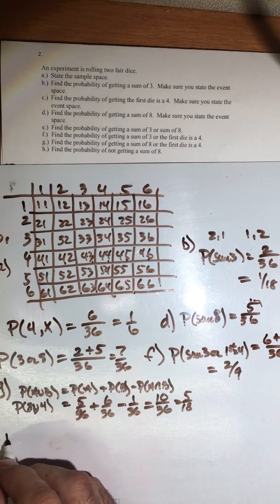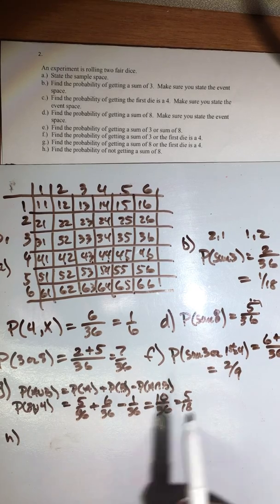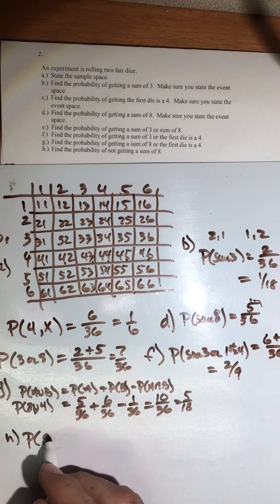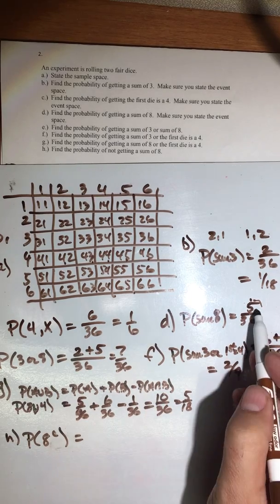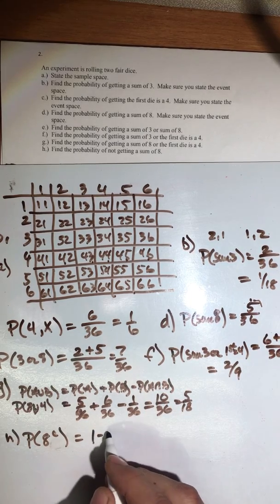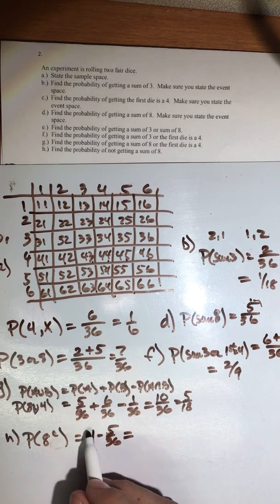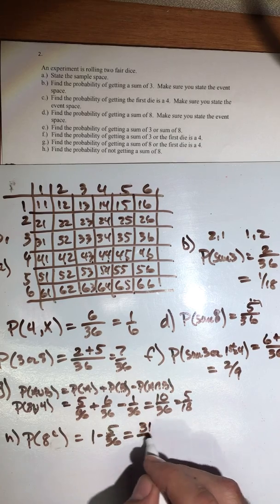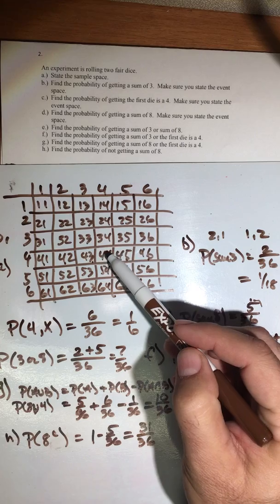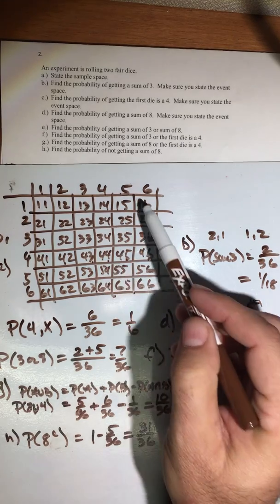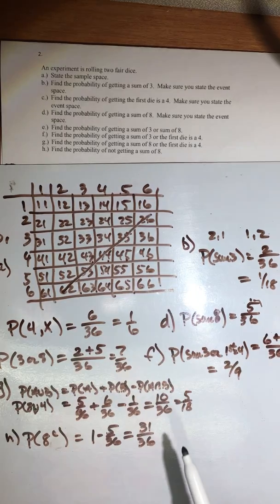And then for H, find the probability of not getting a sum of 8. So that's the probability of 8 complement, right? Well, the probability of getting the sum of the 8 is 5 out of 36, so we have 1 minus 5 out of 36. So what is that? 36 minus 5, so that's 31 out of 36 ways. So here's my 5 ways to get the sum of the 8, and then everything else is not a sum of an 8. So therefore, there's a total of 31 ways to make that happen.